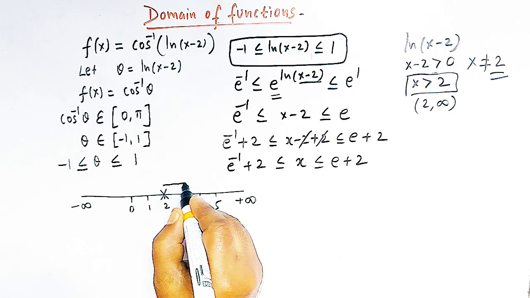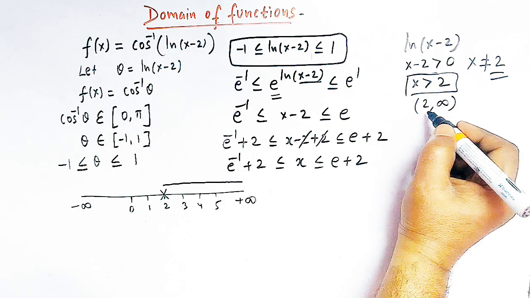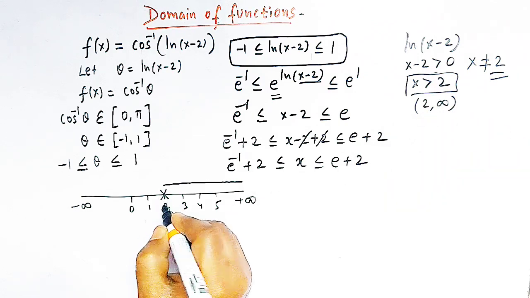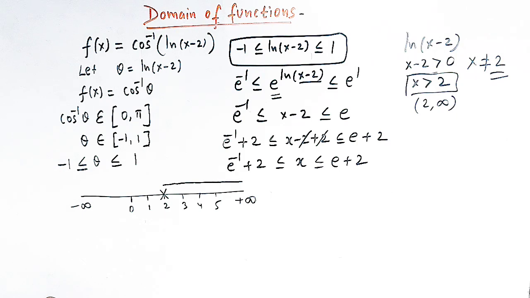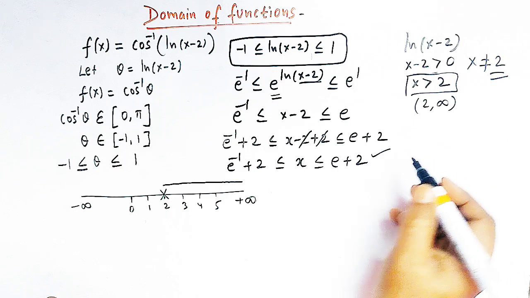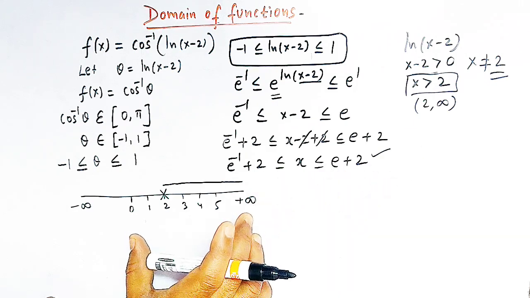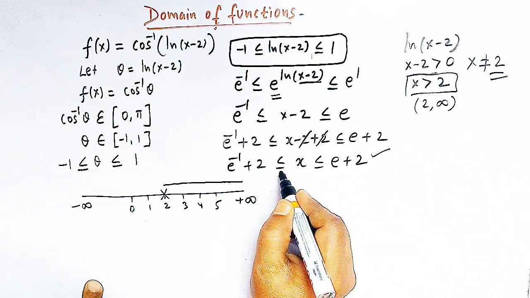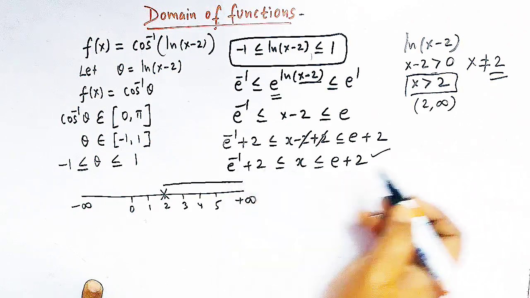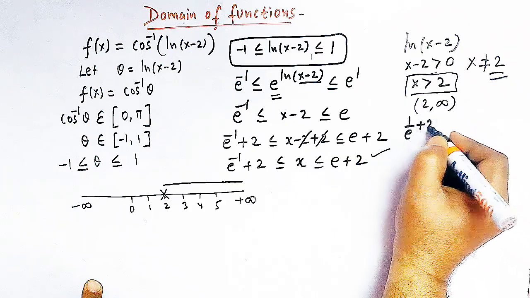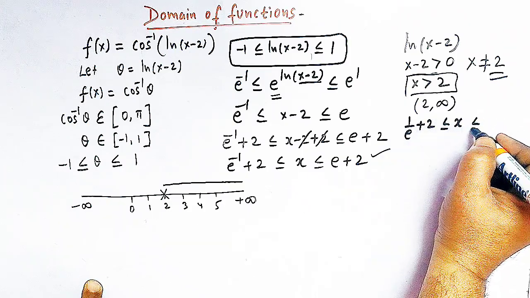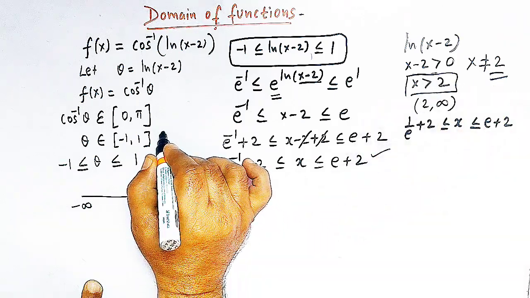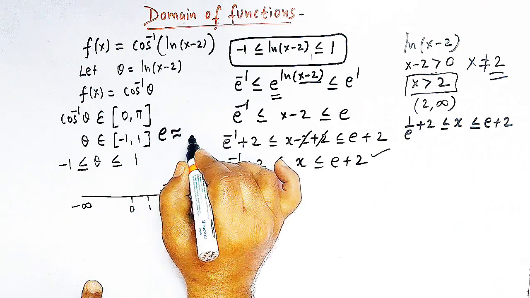So here we have this region for this interval, that is 2 to infinity, and here x equal to 2 is not included. Now let us represent this inequality on this real number line. So here we have x greater than or equal to e raised to minus 1 plus 2. So here we can write 1 over e plus 2, and here we have x, and here we have e plus 2.